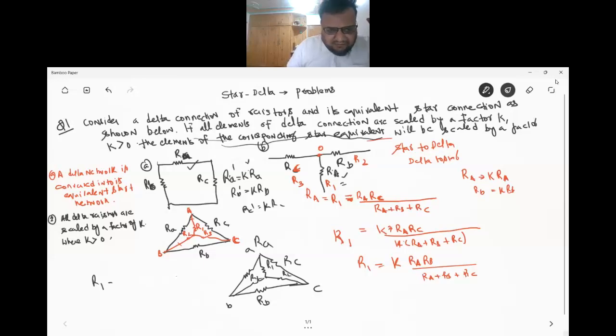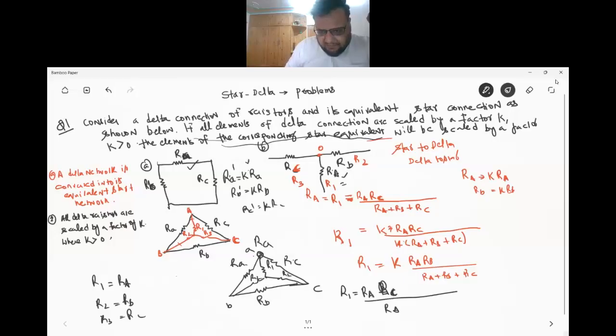Of course, my R1 is equal to this RA, R2 is equal to RB, and R3 is equal to RC. Now I told you a shortcut to find R1, which is connected at this node. At this node, what are the resistances connected? A and C. So R1 would be equal to RA RC divided by the whole thing, RA plus RB plus RC.